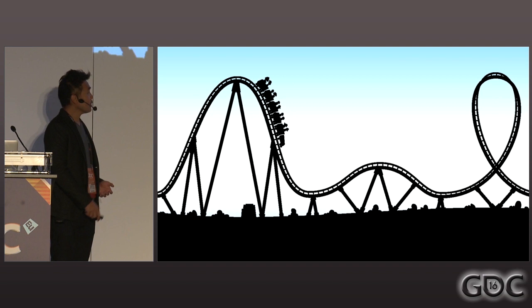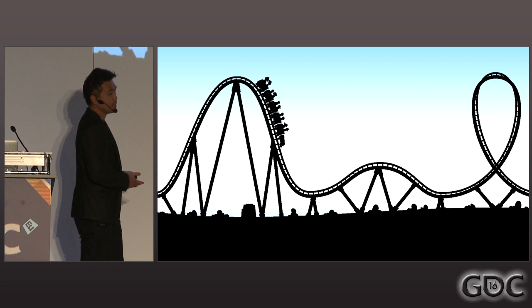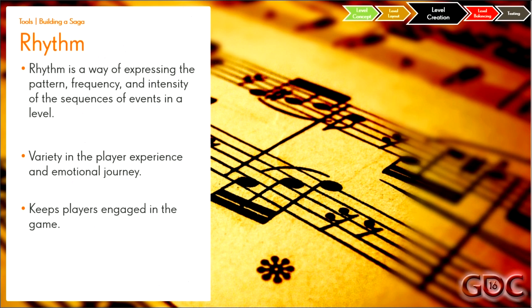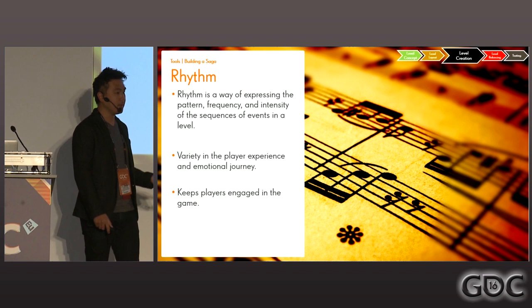One important thing to think about when creating progressions is that we want to create a roller coaster experience. It needs to have highs, it needs to have lows, it needs to have twists, it needs to have turns, even in one episode itself. And this is where I want to introduce the concept of rhythm. Rhythm is a way of expressing the pattern, the frequency, and the intensity of the sequences of events in the level. And the main purpose is to create some degree of variety in the player so that you give them some emotional journey that keeps players engaged in the game.